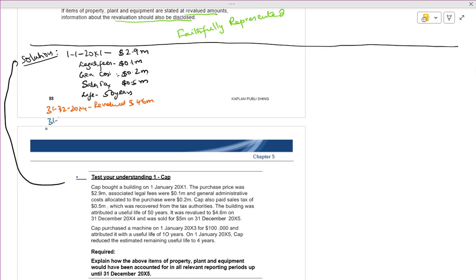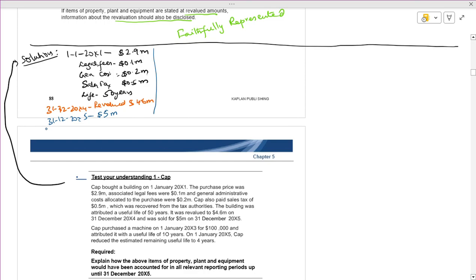On 31st December 2005, it has been sold for how much? It has been sold for 5 million. This is regarding the one asset. Okay, one asset. On CAP purchase a machine. We'll do that at a later stage. Okay, we'll do that at a later stage.